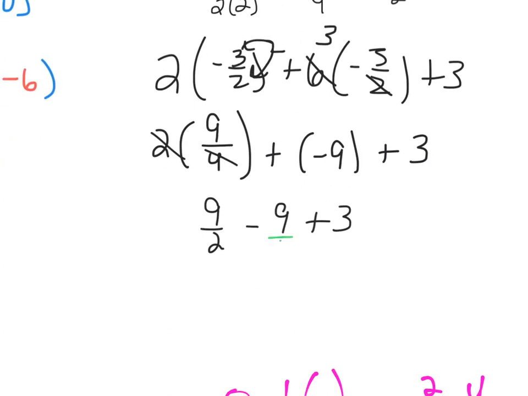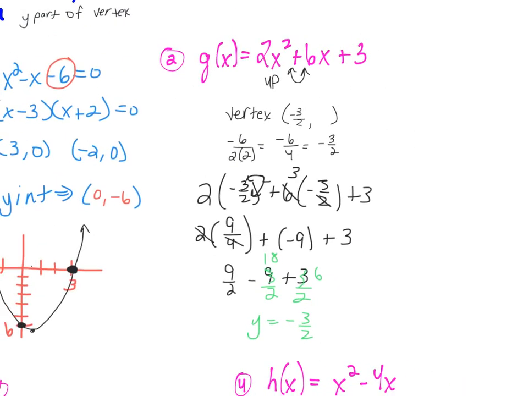Agreed? If I change everything to halves, this becomes 18 and this becomes 6. Just doing quick math. I'm not really worried about you guys. Focus on the fractions. What's 9 minus 18? -9 plus 6. -3. So -3 over 2.